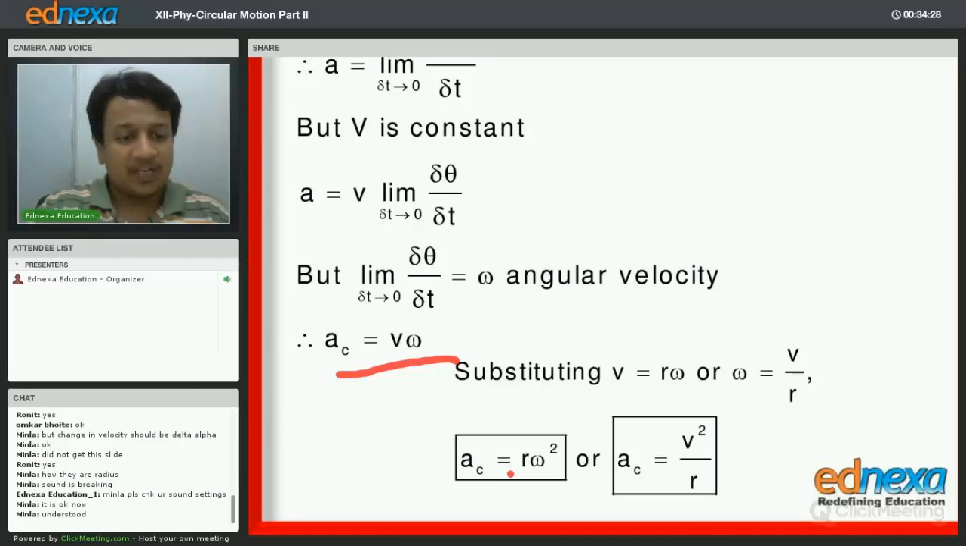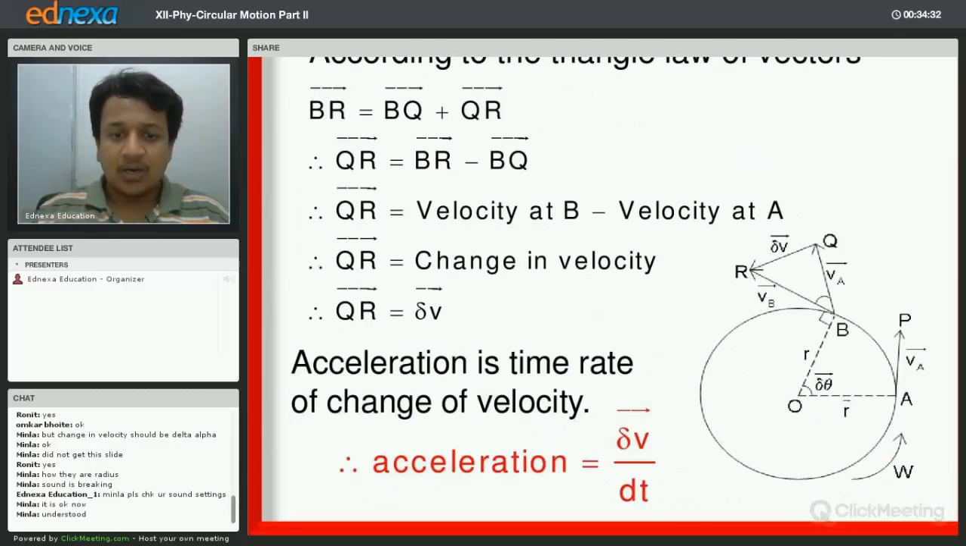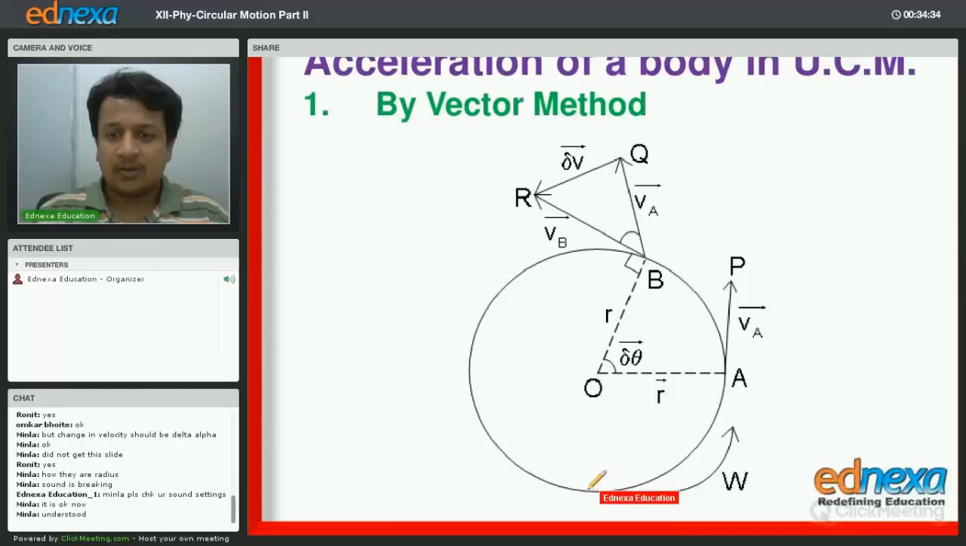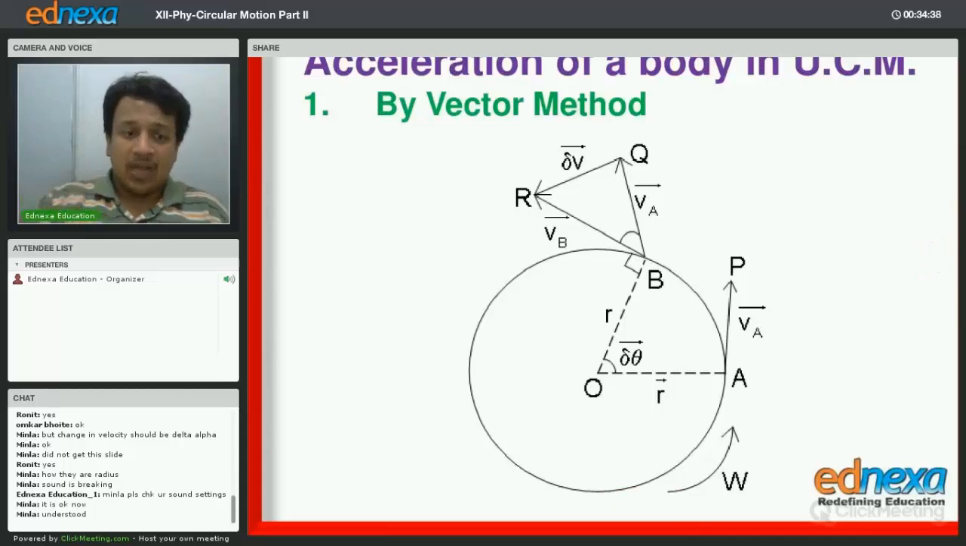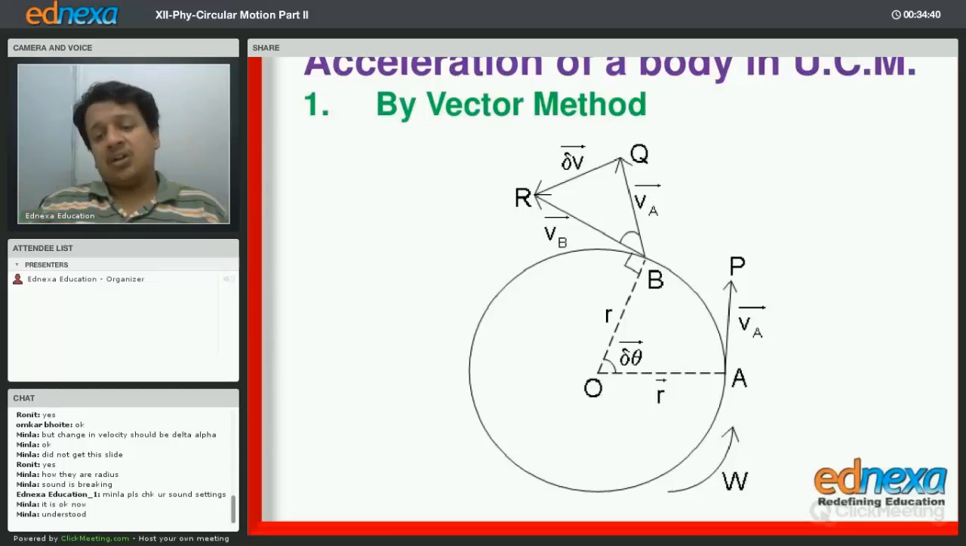I will explain it from the starting once again quickly. See how to write the answer of this question. First of all, you have to draw this diagram. After drawing the diagram, you have to write the description of the diagram. Consider a particle performing UCM in anticlockwise sense. Initially, particle is at point A. After some time, particle will reach point B by covering angle delta theta.